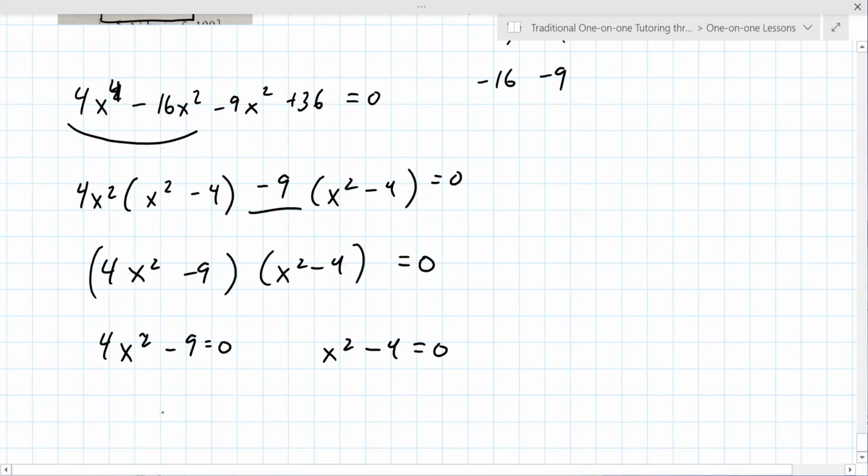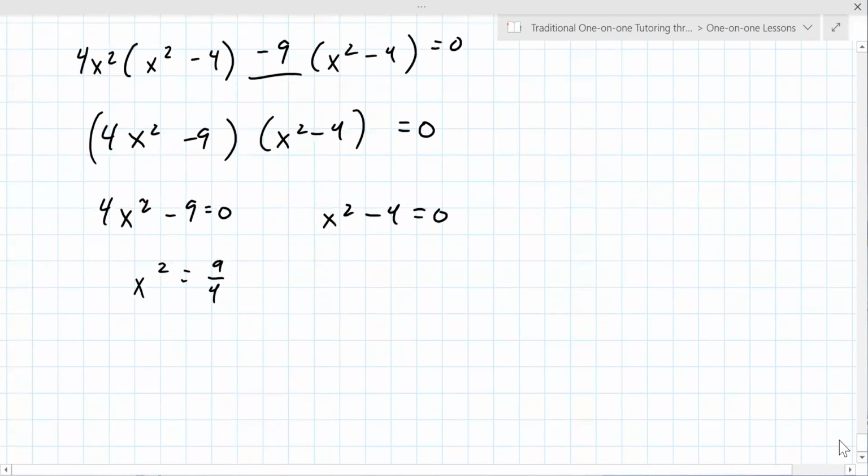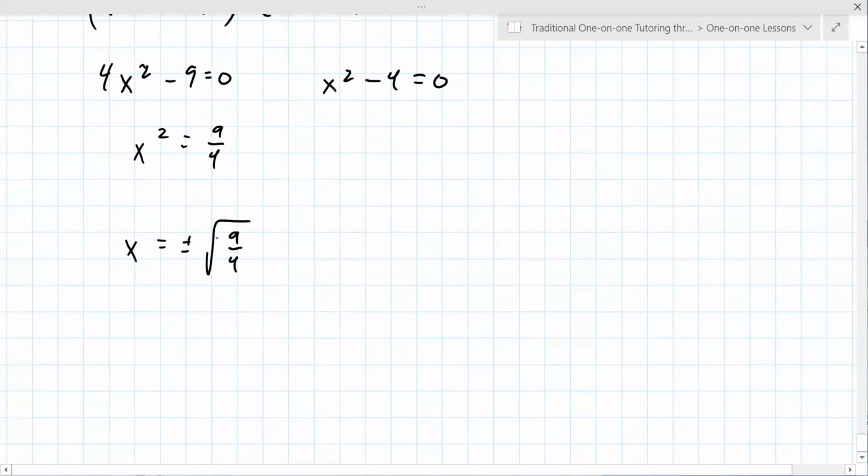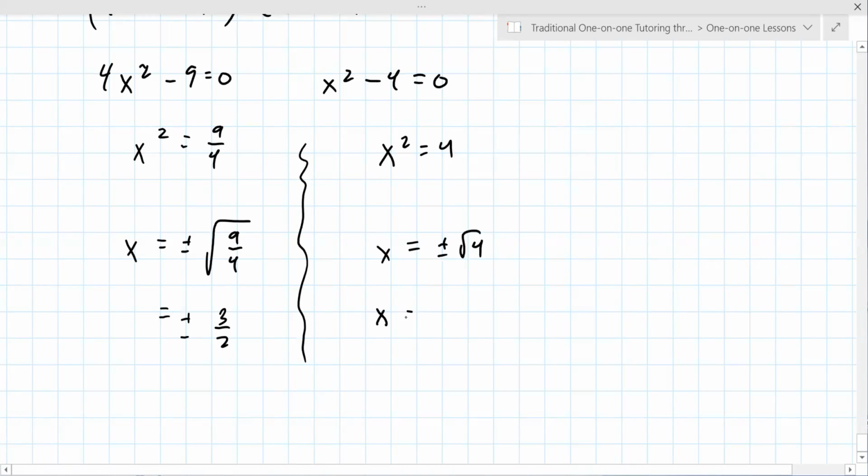So on the left here, it becomes x squared equals 9 over 4. And then you take the square root of both sides. So x equals plus or minus the square root of 9 over 4. You can square root the top and the bottom. So you get plus or minus 3 halves because you can take the perfect square of both of them. This one here becomes x squared equals 4. Again, very important: when you take the square root of both sides, it's plus or minus. x equals plus or minus the square root of 4. x equals plus or minus 2.